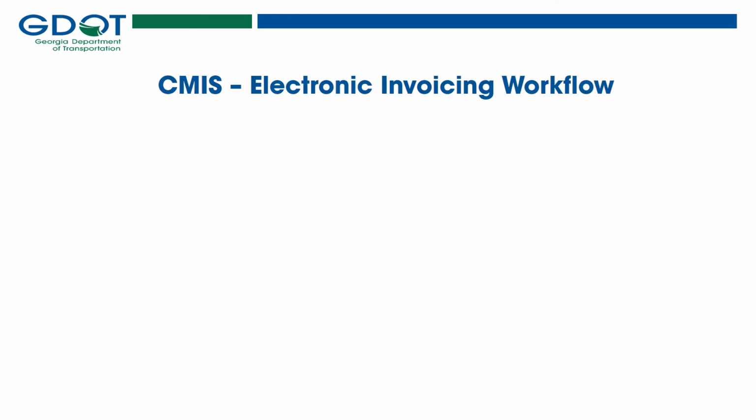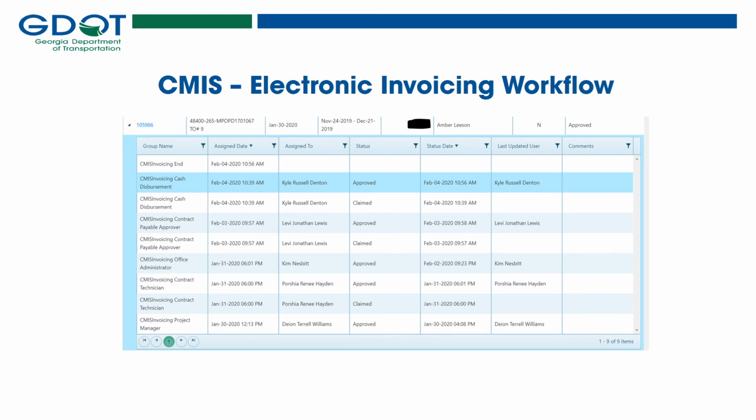Once a PM has reviewed and approved an invoice, the invoice will follow the provided workflow. It will go from the GDOT project manager to the OPD contract technician to the office administrator to contracts payable to cash disbursements, and then it will reach the CMIS invoicing end. It should take between 10 to 15 days for an invoice to be paid after it has reached the CMIS invoicing end.